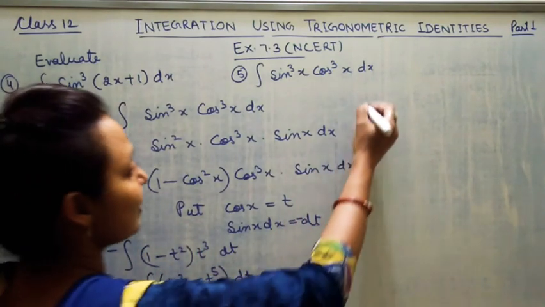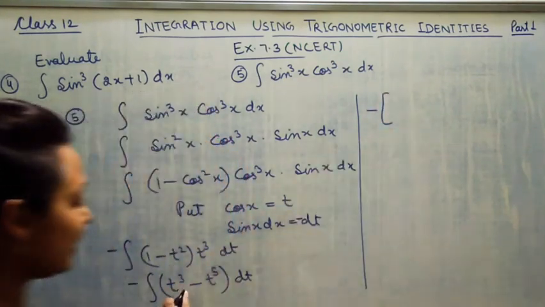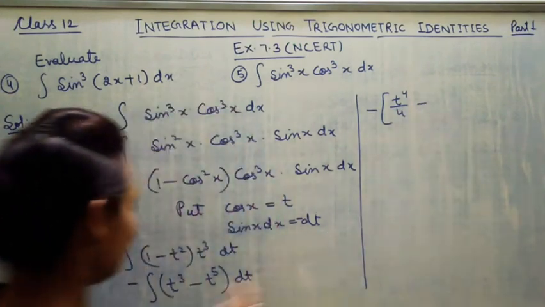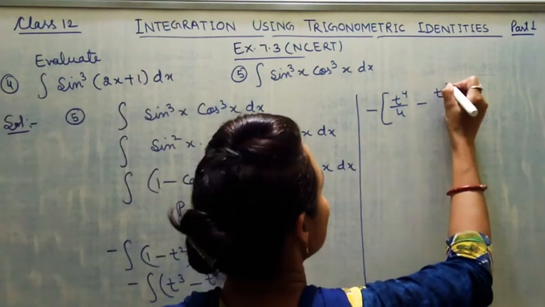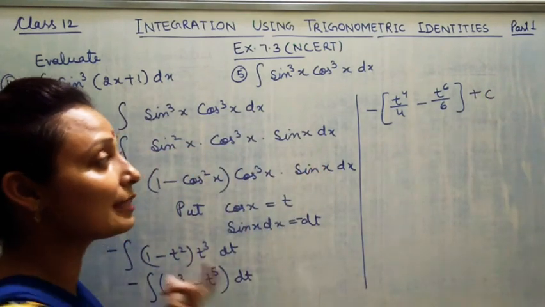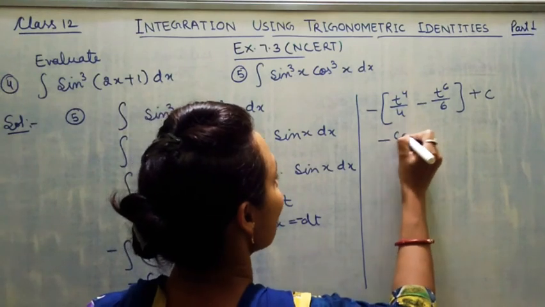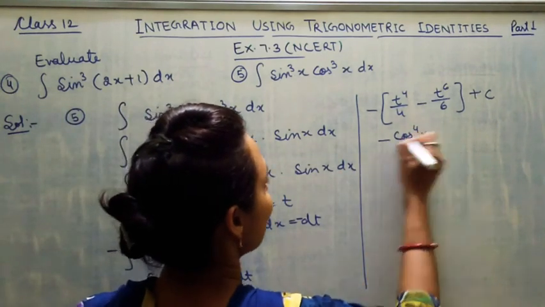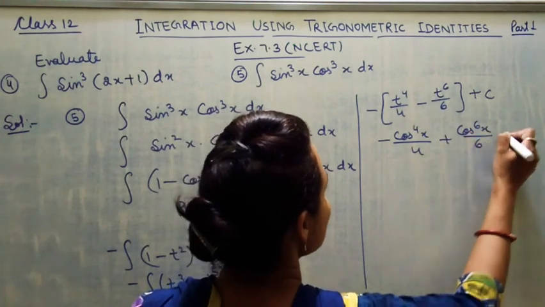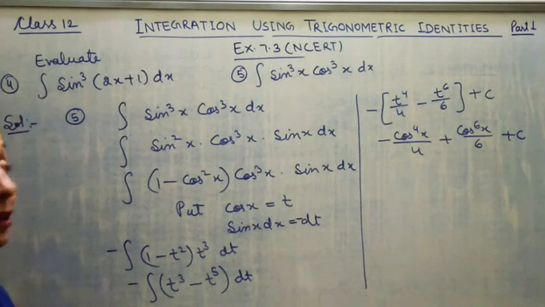Now when I integrate it, it will equal negative, t raised to power 4 by 4 minus t raised to power 6 by 6, plus constant, right? Now I will change t into the form of cos, that is minus cos 4x upon 4 plus cos 6x upon 6 plus constant. So this is the way to solve question number 4th and 5th.